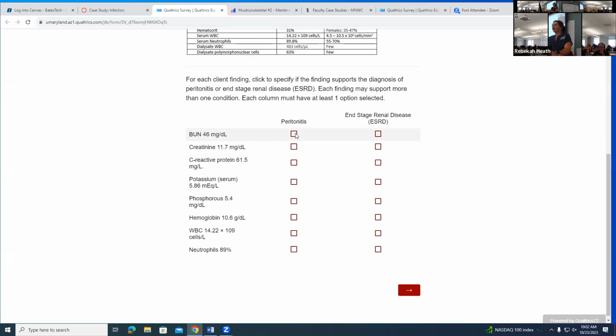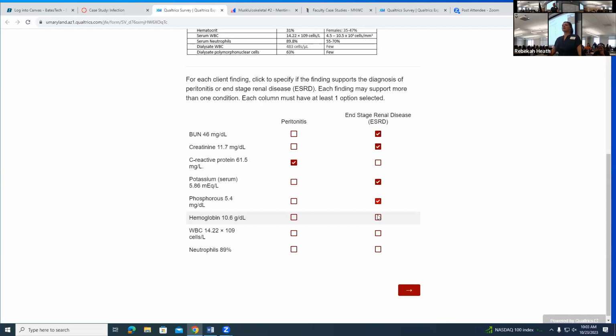Is the BUN high, is that from peritonitis or is that from end stage renal? End stage. What about the creatinine? End stage. What about the C-reactive protein? It's an inflammatory marker. So it tells us that there's inflammation going on somewhere. So that would be with infection. What about the potassium? End stage. Phosphorus? End stage.